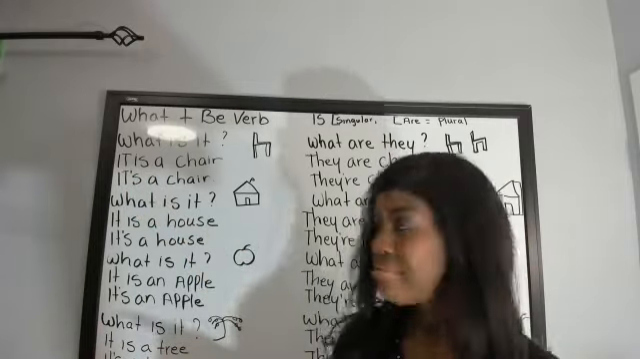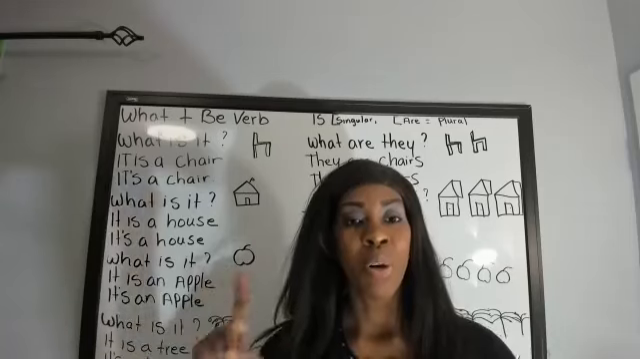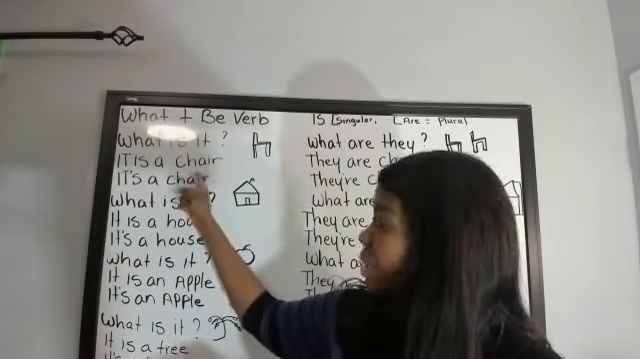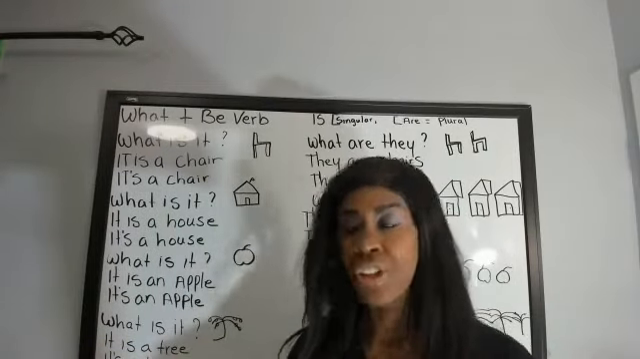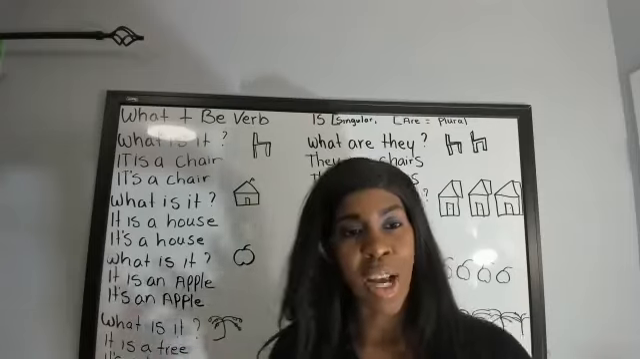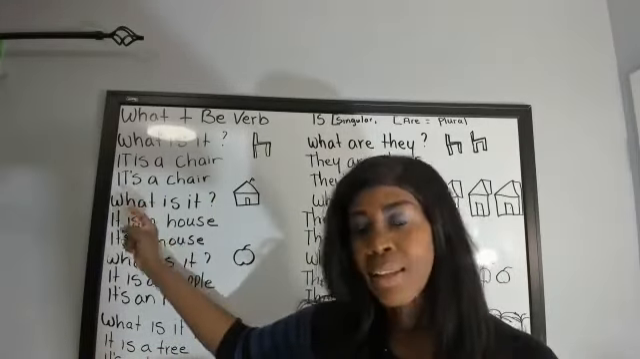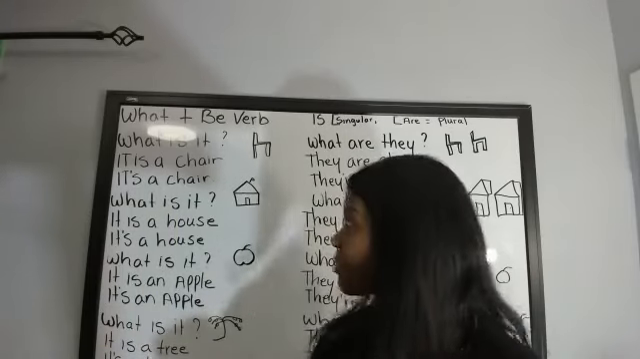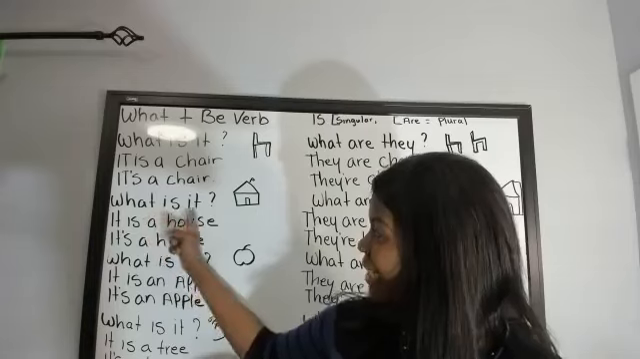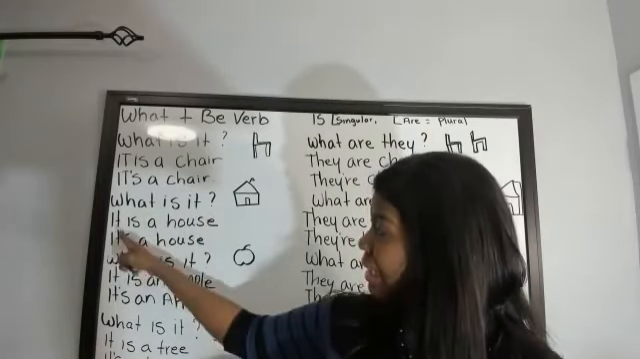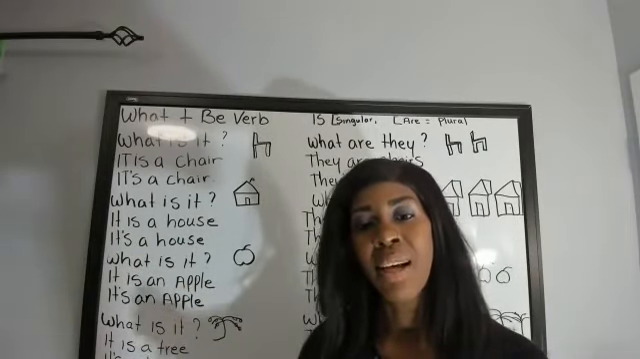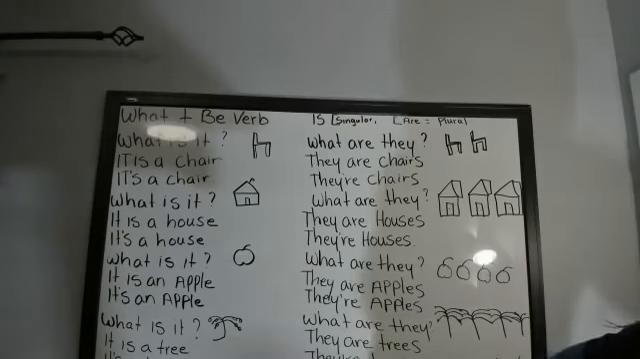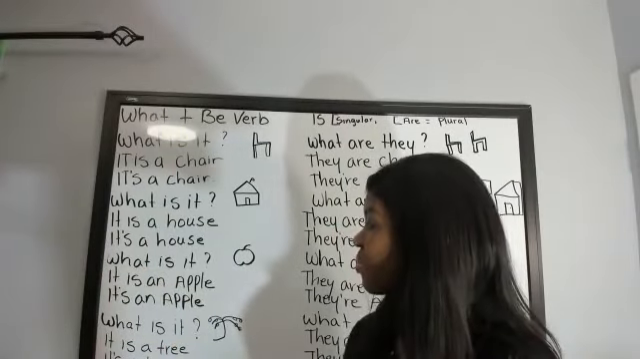It is a chair. We're talking about one singular noun, a chair. When something is singular, you use a with the noun, a chair. That means one chair. It is, or you can do the contraction form: it's a chair. All right. What is it? It is a house. Or you can use the contraction form and say, it's a house.